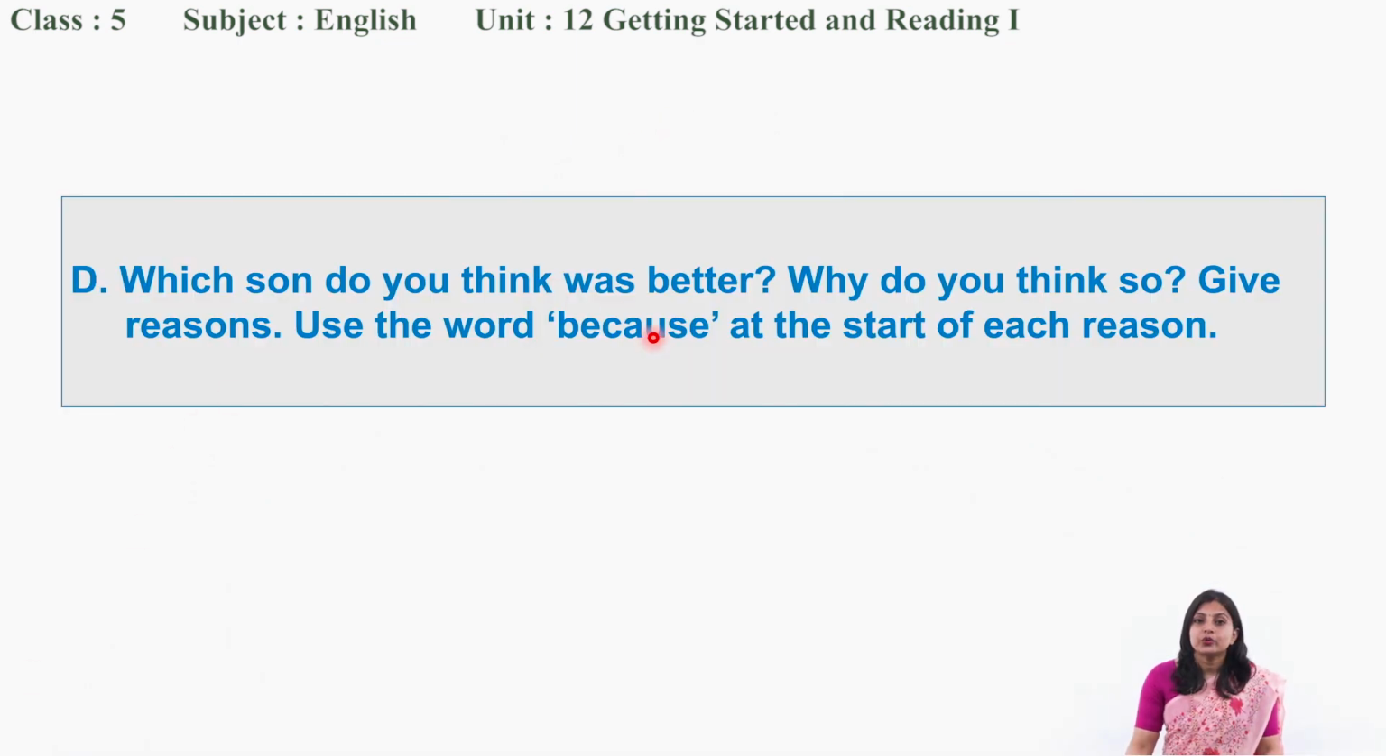Now tell me, which son do you think was better? Why do you think so? Give reasons. Use the word because at the start of each reason. So you have seen all the 3 sons? Yes? Whom do you think was good? Which son was very good? Very good, yes. The eldest son? No. The youngest son, Simon, right? He was better. Why was he better?